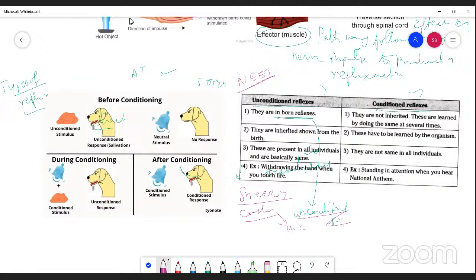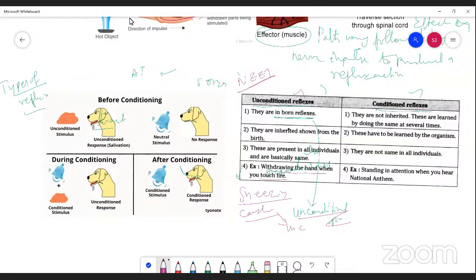Do you understand? Another example we can see is withdrawing our hand when you touch something hot. Because we are not really expecting the information we need from the brain. Automatically all the information this time we are getting from the spinal cord very quickly, very immediately. So these are the unconditional reflex.